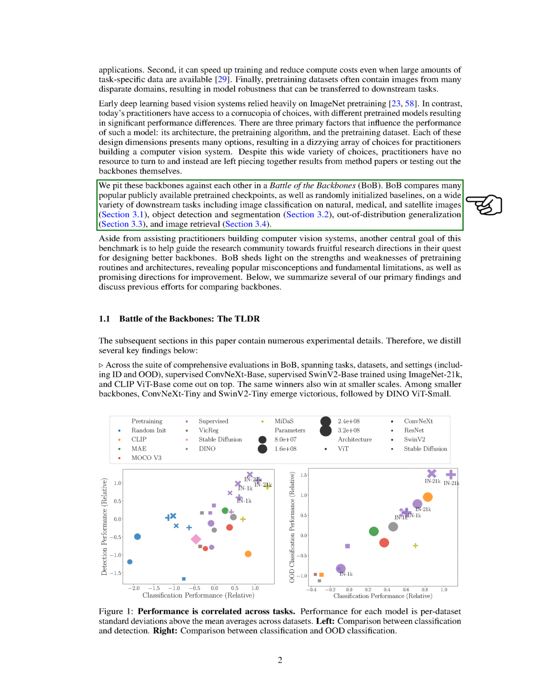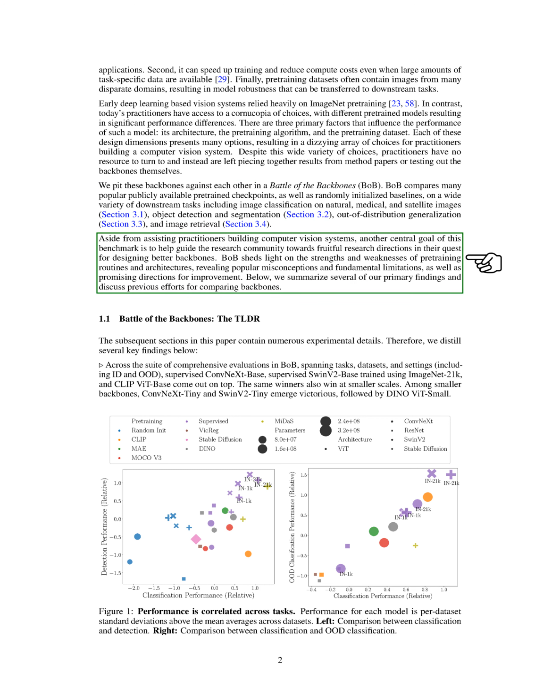In this comparison, we've evaluated these models on a variety of tasks, including image classification, object detection and segmentation, out-of-distribution generalization, and image retrieval. Our goal with this benchmark is not only to assist practitioners in building computer vision systems, but also to guide the research community towards promising areas of research in the quest to design better backbones. Through this comparison, we've been able to identify the strengths and weaknesses of different pre-training routines and architectures, debunk popular misconceptions, identify fundamental limitations, and highlight promising areas for improvement.